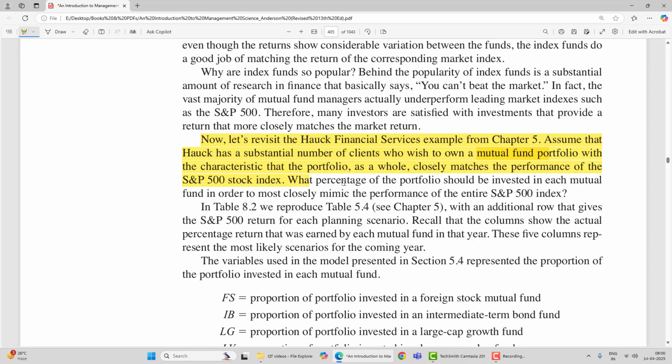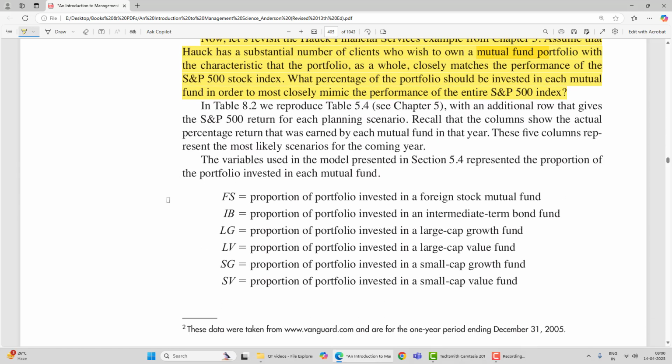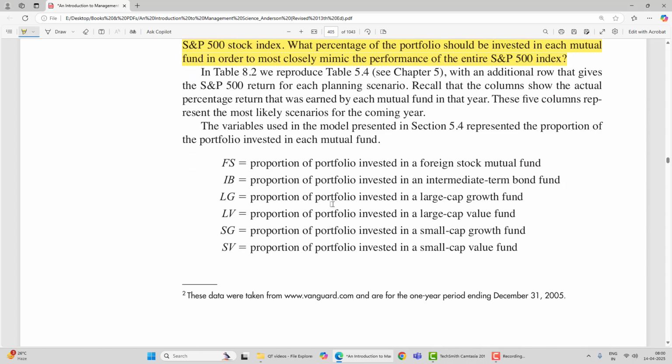So in that case, what percentage of the portfolio should be invested in each of the mutual funds in order to most closely mimic the performance of the S&P 500 index? If you recollect, there were six different options for the investors, that is the foreign stock mutual fund option, IB, that is the intermediate term bond fund, and so on. You can revisit that particular video and problem to understand this further.